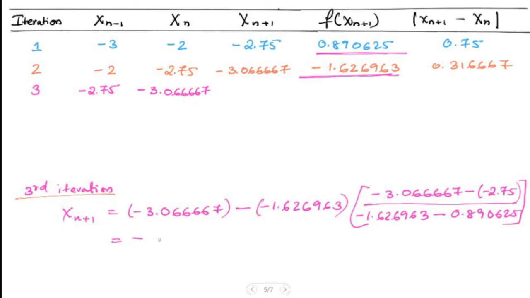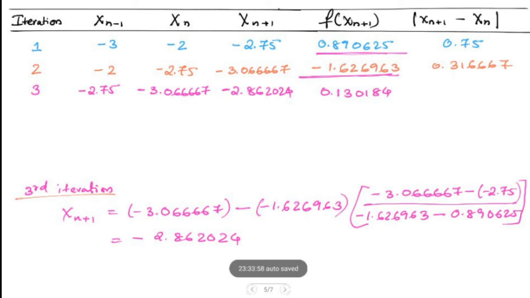So once we solve this one here, what we get now is minus 2.862024. So we'll write that down here now. We have minus 2.862024. And if we put that value in the function, what we get is 0.130184. And now if we subtract xn plus 1 minus xn, what we get now is 0.204643.